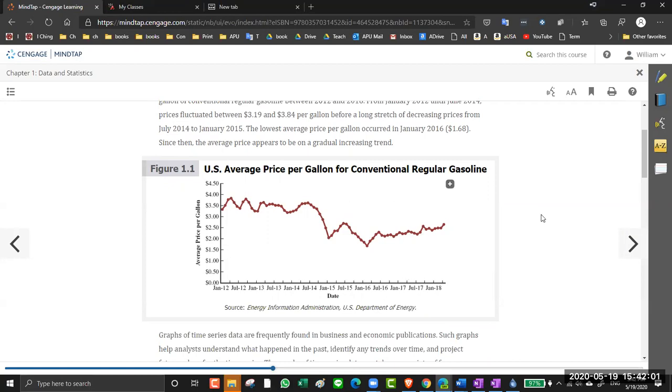So what about this picture? What's the x-axis? Time. Date. It's date, right? So it's time. So this is called what? Time series data. This is called time series. All right?